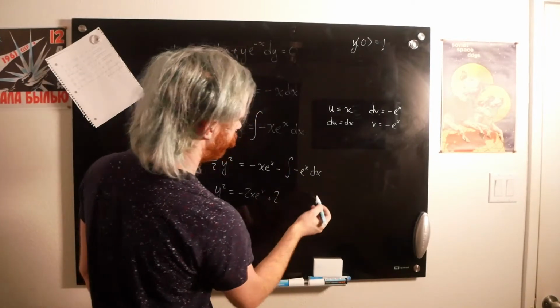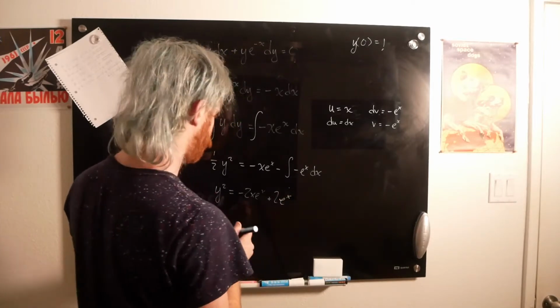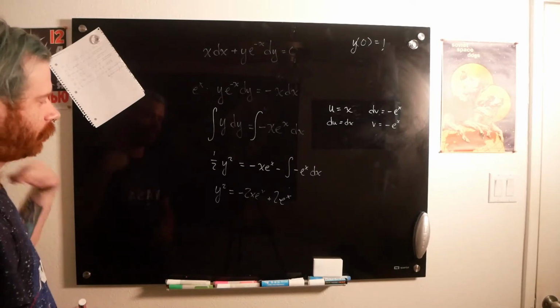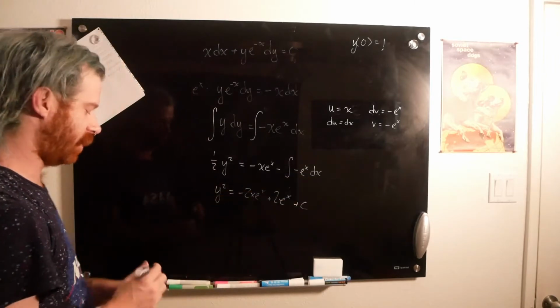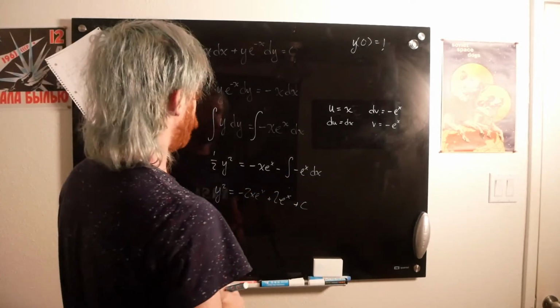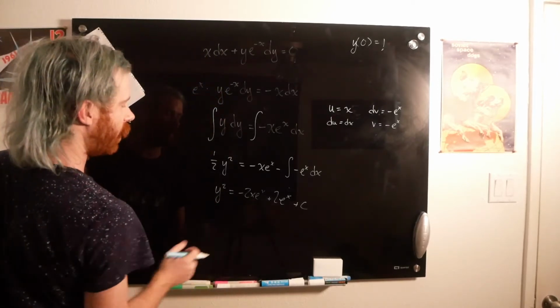Plus 2 times the integral of e to the x, which is just e to the x. So it's just plus 2 e to the x. And then we add plus c on the end, right? Because we just integrated that. So now we have y of 0 equals 1. So let's worry about that for a second. We're going to go ahead and solve for c here.